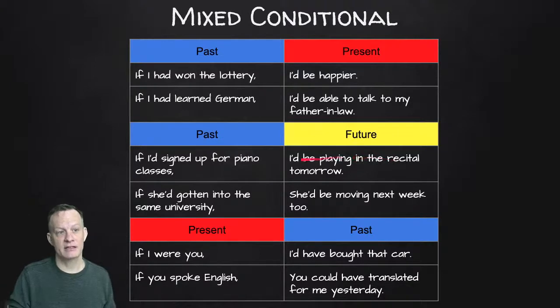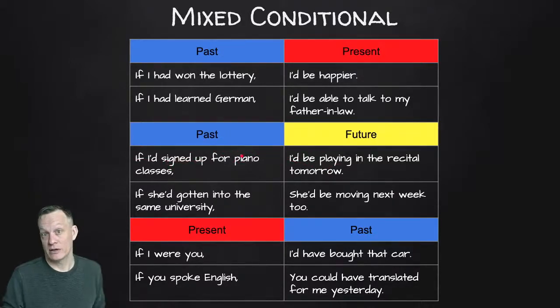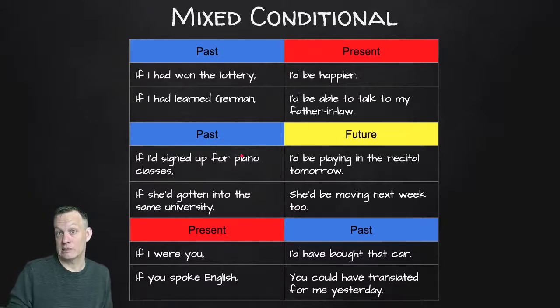Tomorrow. And this is, if you look here, the continuous, to be playing, used in the future, right? Remember that we use the present continuous to talk about the future when we have an arrangement. For example, I'm meeting friends this Saturday. Well, here we have it in the conditional. If I had signed up for piano classes, I would be playing in the recital tomorrow. But I didn't sign up for piano classes. So I'm not playing tomorrow in the recital.